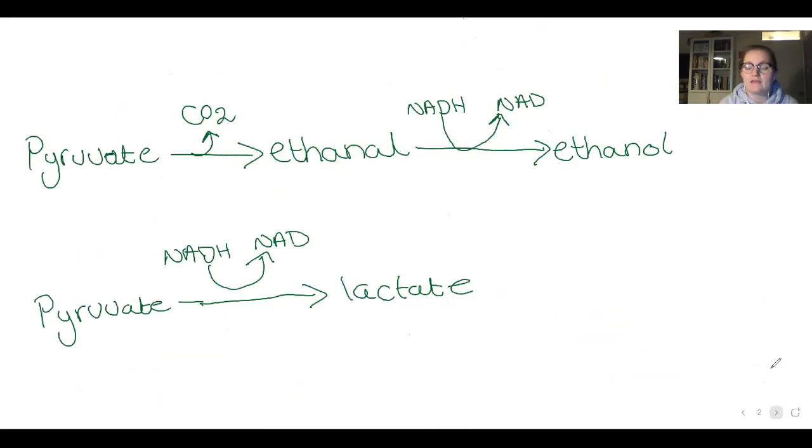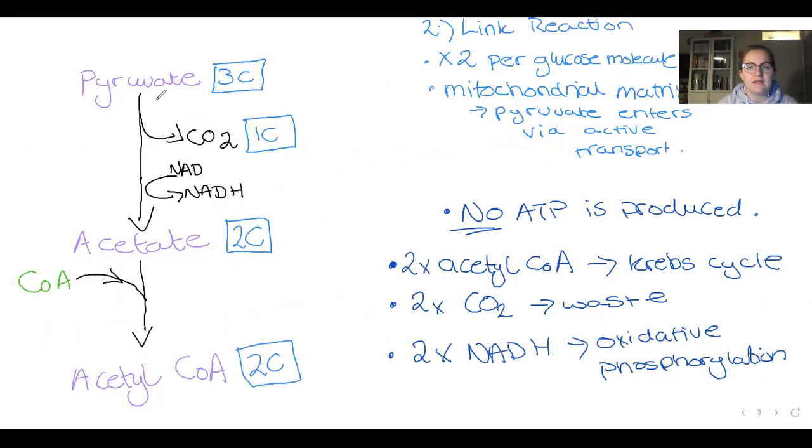Pyruvate is actively transported to the matrix and goes through the link reaction to become acetyl coenzyme A. So pyruvate is decarboxylated. It is then reduced. It then has coenzyme A added to it, and it forms acetyl coenzyme A. And this acetyl coenzyme A goes into the Krebs cycle, which is what we're going to look at now.